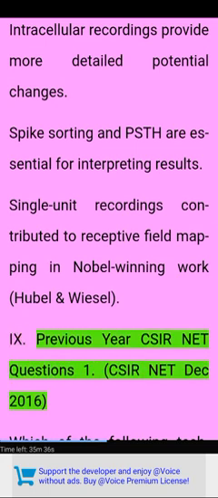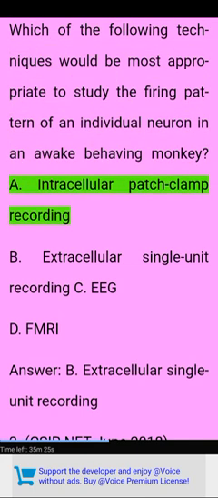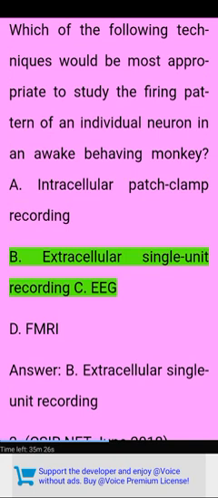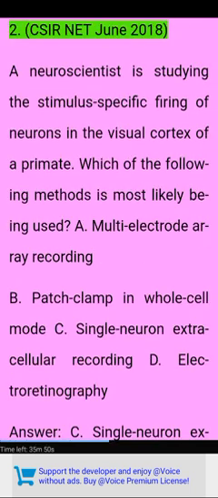9. Previous year CSIR-NET questions. 1. CSIR-NET December 2016. Which of the following techniques would be most appropriate to study the firing pattern of an individual neuron in an awake behaving monkey? A. Intracellular patch clamp recording. B. Extracellular single-unit recording. C. EEG. D. fMRI. Answer: B. Extracellular single-unit recording.